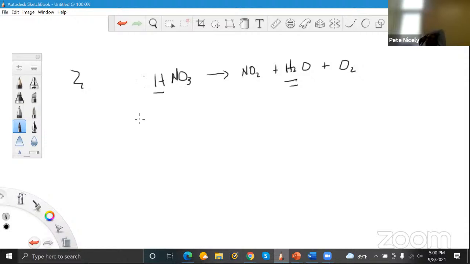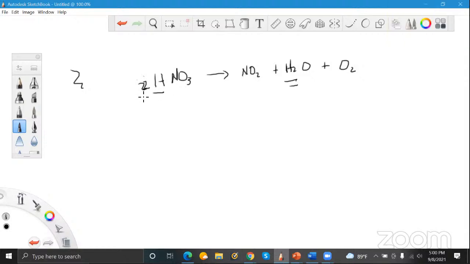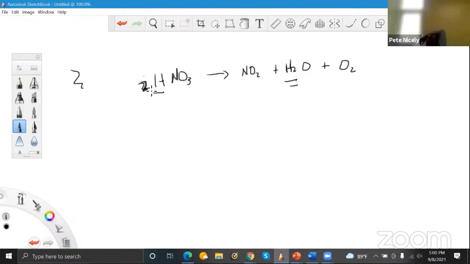A coefficient of 2. It just takes a while because there's a lot. Yeah, no, a coefficient of 2 in front of the HNO3. Very good. Okay. What about the nitrogens? Because of this 2 here that we just placed, we now have 2 nitrogens on the left. We have 1 on the right, so I would put a 2 here, right?